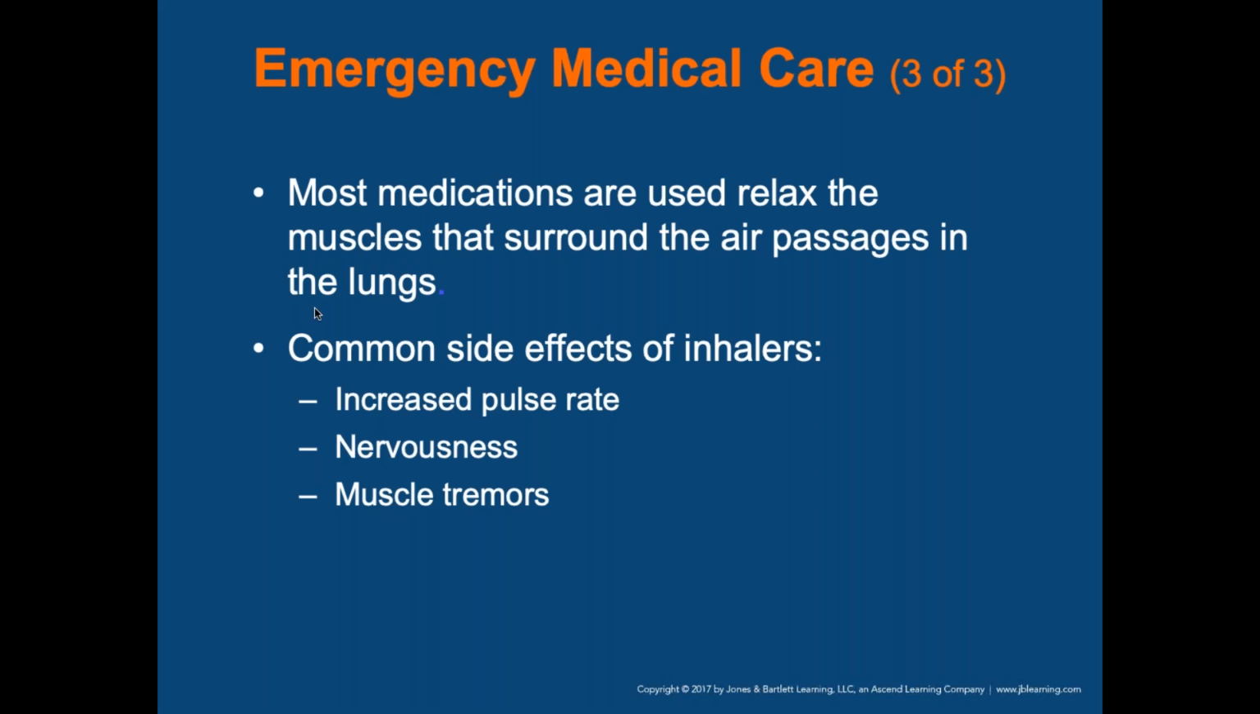Common side effects to inhalers, though, because they are a sympathomimetic medication, which means they mimic the sympathetic nervous system, causing that fight or flight response, which would be increased heart rate, muscle tremors, and nervousness. That is a common side effect of giving these meds. Right? So if you go from 70 to 90, it's okay. It's a side effect of the med. Now, if it goes to 180 for a heart rate in an adult, that's a problem. All right.